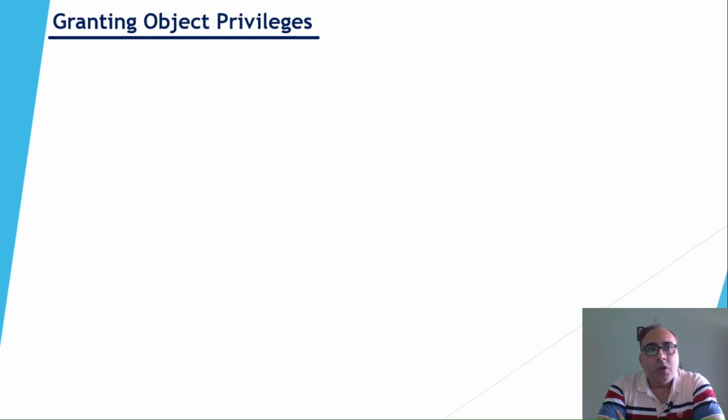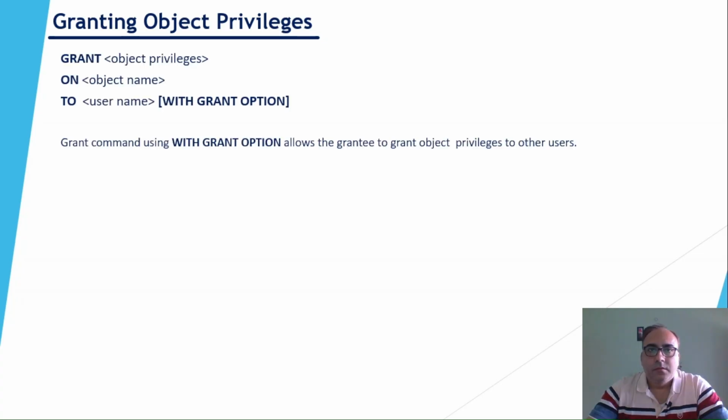Now let's talk about how we can grant object privileges to one particular user or role. For that, we have the syntax GRANT object privileges. We'll have to specify the object privilege names over here, ON object name, where we specify a specific object like a table, view, etc., TO username. Then we specify the username, WITH GRANT OPTION. Here, WITH GRANT OPTION is optional, and this is quite an important feature.